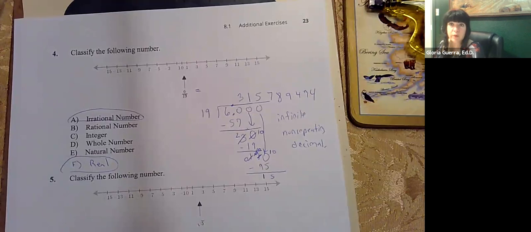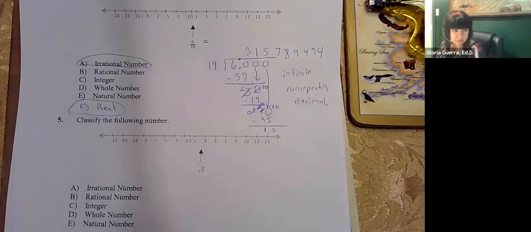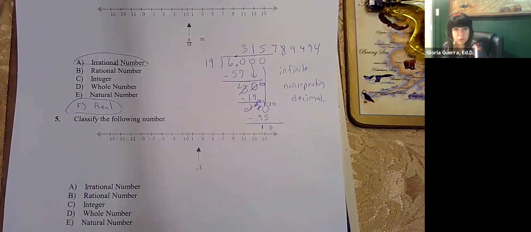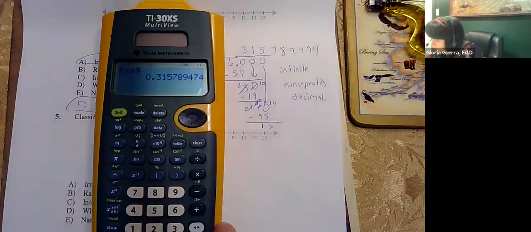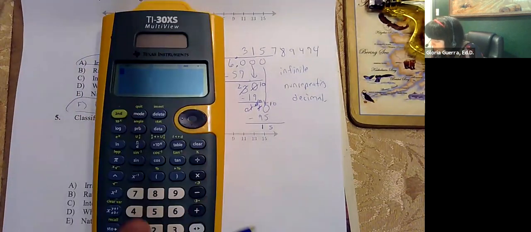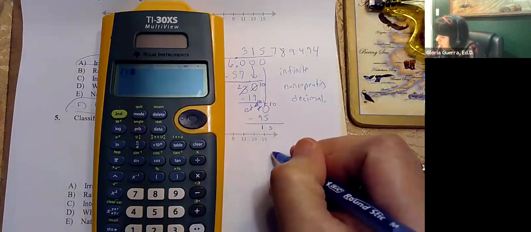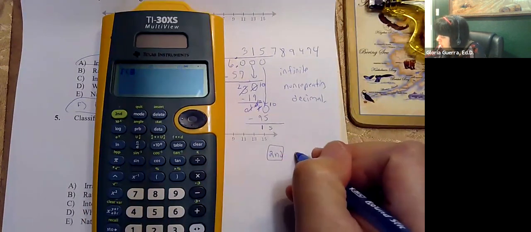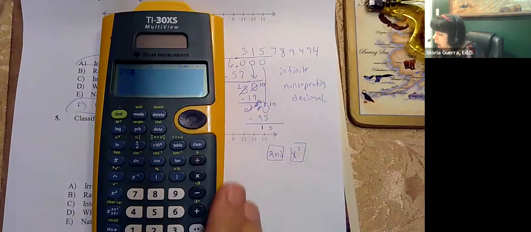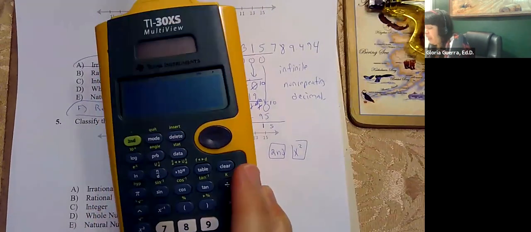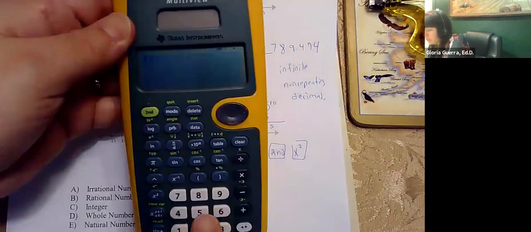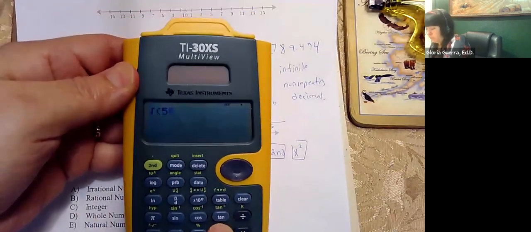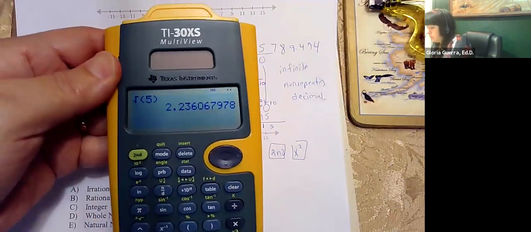Okay, one more problem like that. I think this is the last classified. Square root of 5. Okay, I think have we done that before? That looks like that's going to be a decimal. If I do second and then the x squared key, that pulls up your radical, and then you want to type the 5. Then I'm going to close it. And there it is. It's a decimal.